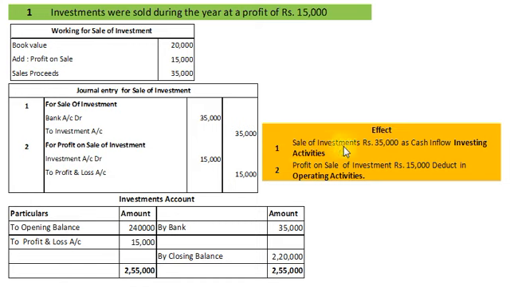Now effect of the transactions. Sale of investments rupees 35,000 will be recorded as a cash inflow from investing activities, and profit on sale of investment rupees 15,000 will be recorded as a deduction from profit in operating activities.